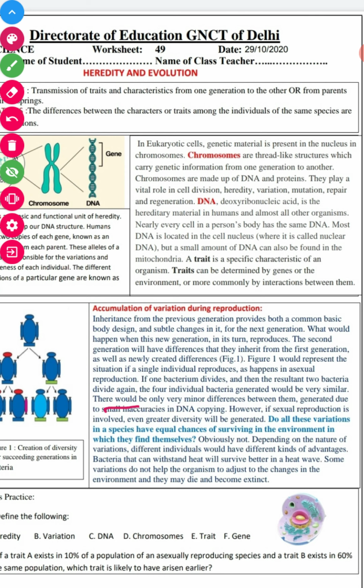So there would be only one minor difference between them, generated due to the small inaccuracy in DNA copying. However, if sexual reproduction is involved, even greater diversity is generated, because in sexual reproduction they have both male and female partners, right? And genetic material is coming from the male as well as the female. Okay.